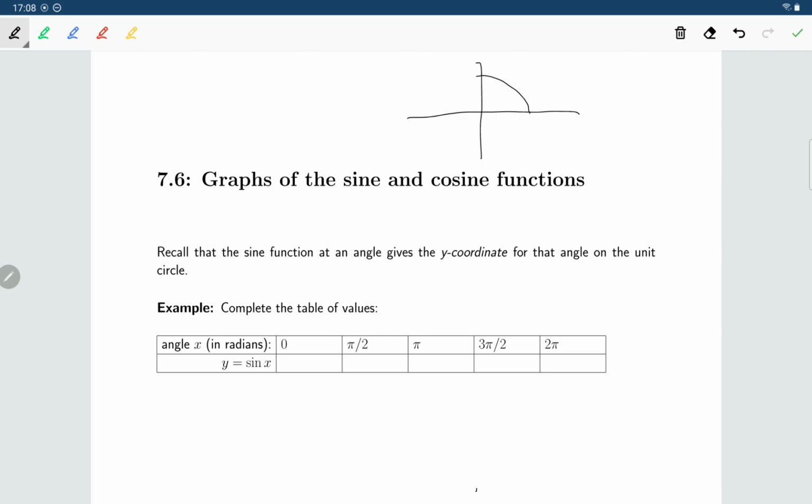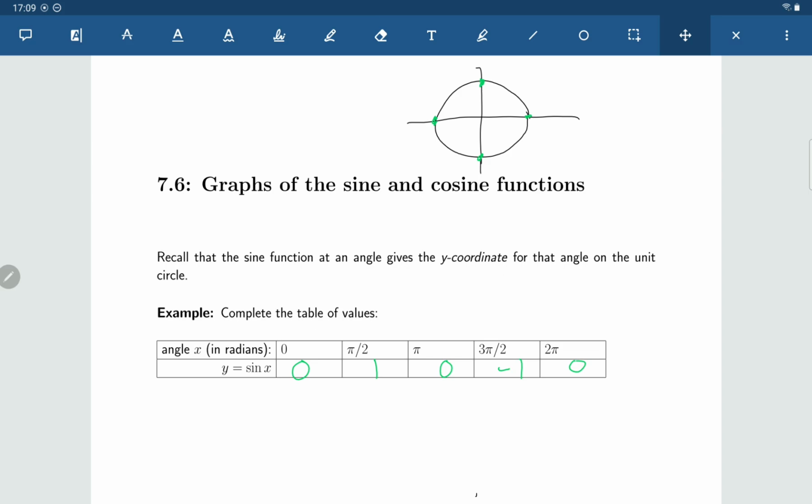And that means that for the sine function, we're going to be thinking of it as the y value as we make our way around the unit circle. So at 0 radians, our y value is 0. At pi over 2 radians, the y value is 1. Then 0. Then negative 1. And then back to 0 again.